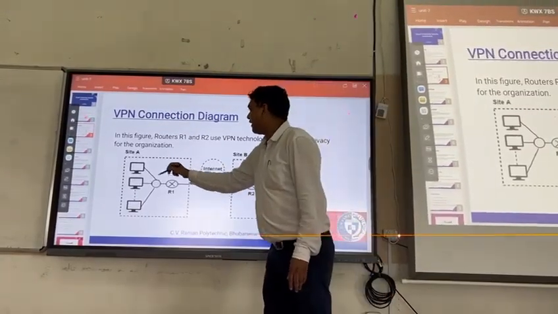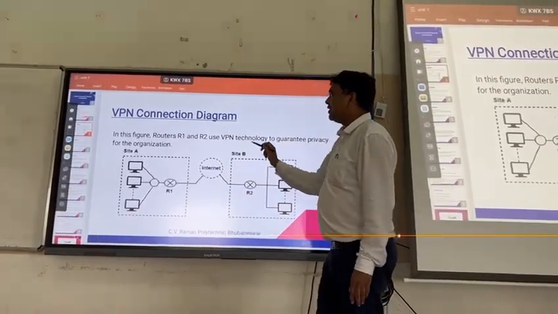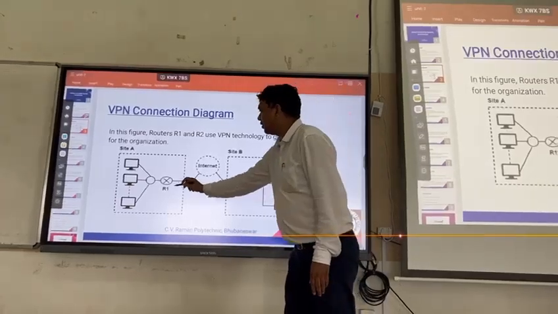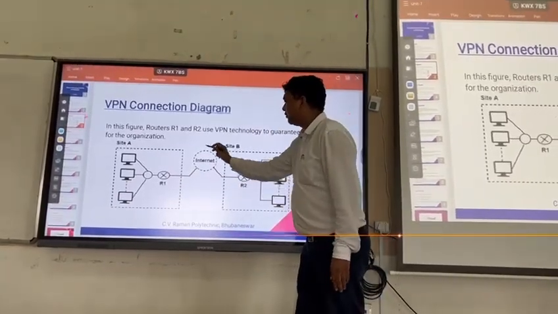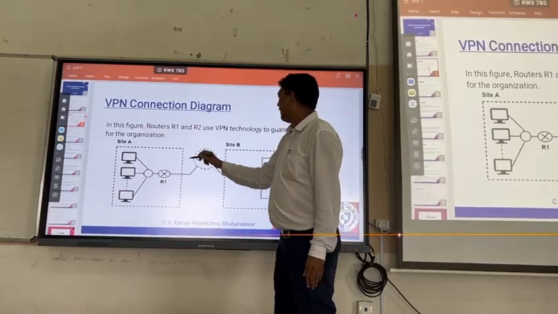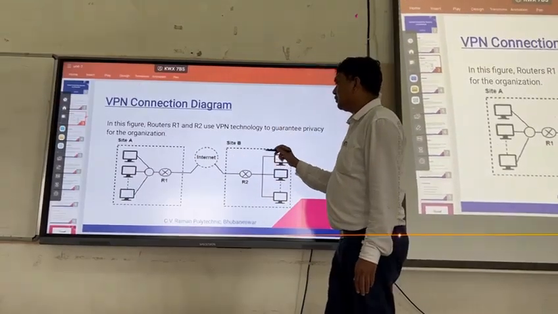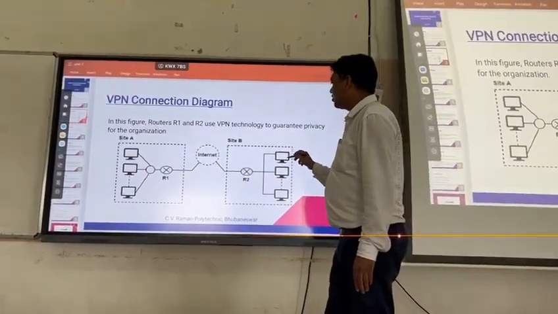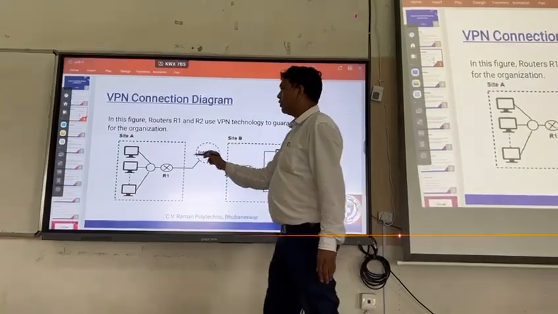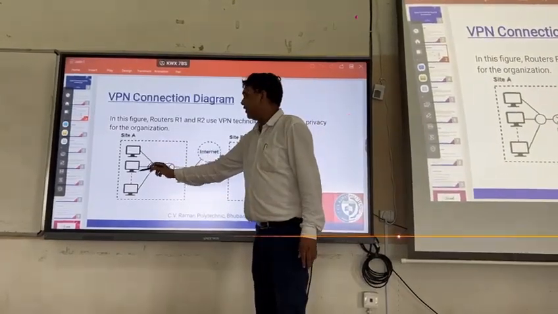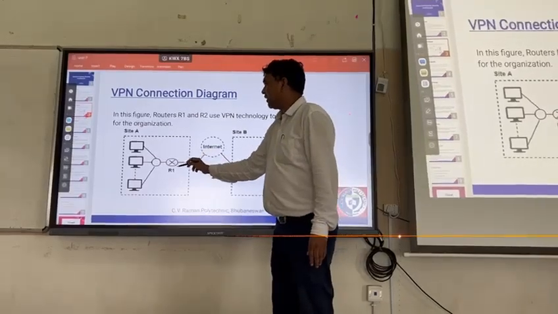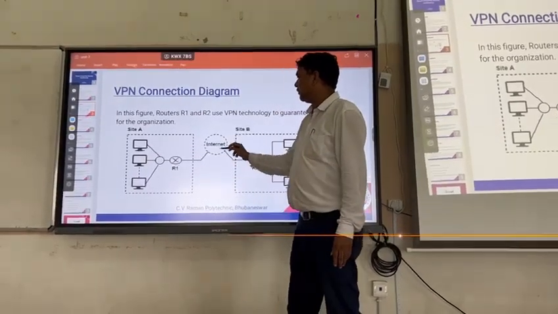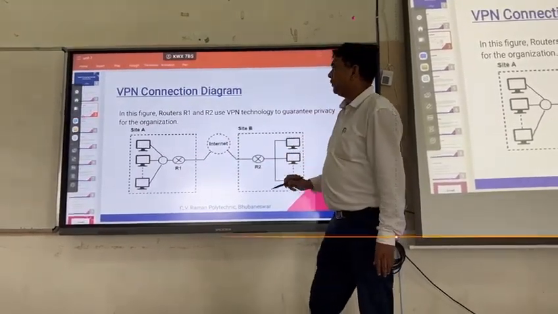One is side A, another is your side B. In this figure, we are using two routers, R1 and R2, and both routers are interconnected with the internet. Side A is directly connected to the router, and side B is also connected to the router. Router 1 is directly connected to the different devices, and those devices directly transfer some data with the help of the router via the internet to side B.